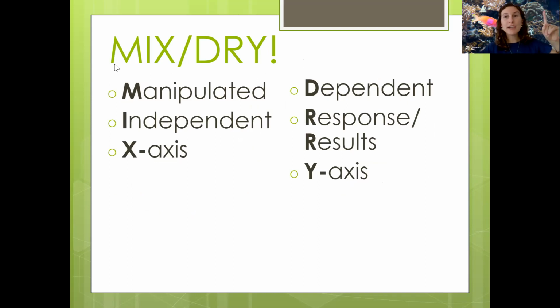A good way to remember independent versus dependent variable, or a way, I don't know if it's good or not, is mixed versus dry. My manipulated independent variable, it's always on the x-axis, this is our treatments, then results in a dependent variable, which is our responses, our results, and they're always graphed on the y-axis of our graphs.